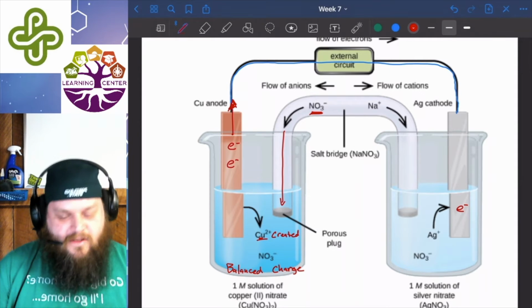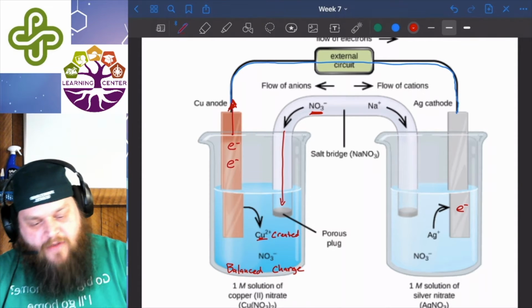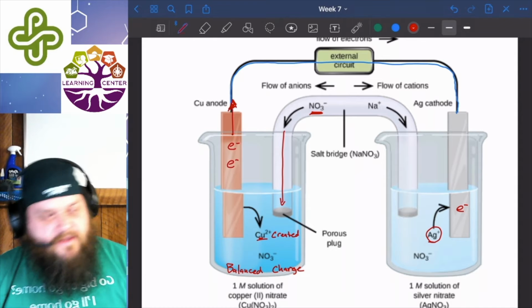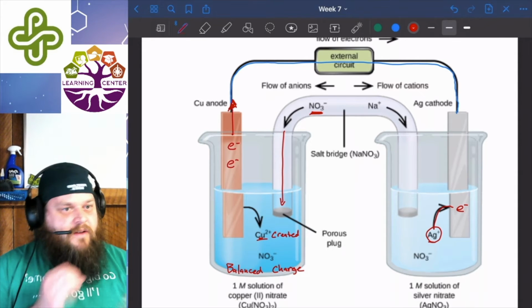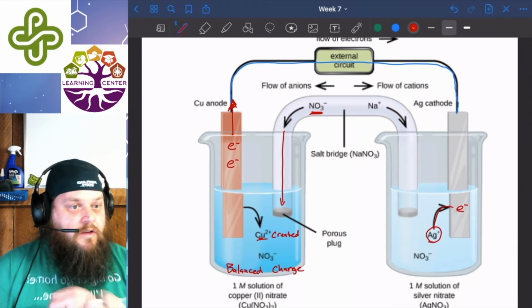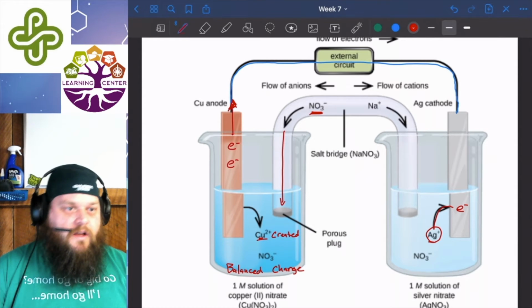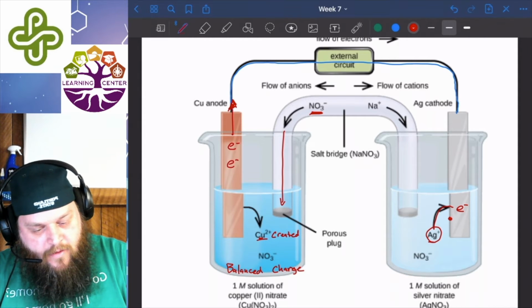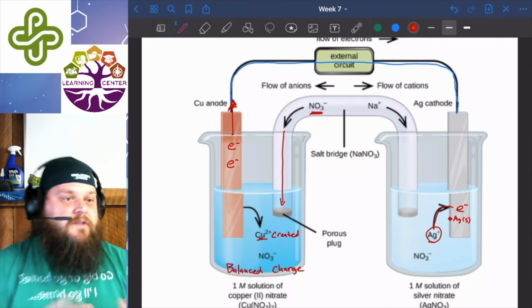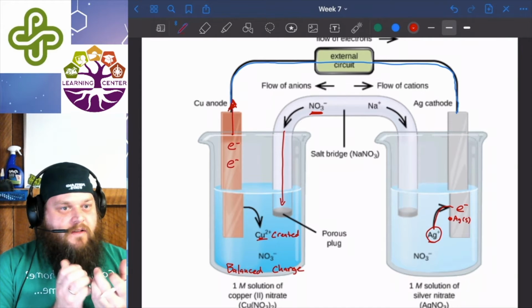It's got these charges, and since opposites attract, the silver ions get attracted to those electrons. And when the electron combines with that silver ion, neutralizing the ion, it becomes a reduction reaction. And this silver forms silver solid on the surface of the solid silver. So the solid silver actually grows a little bit.